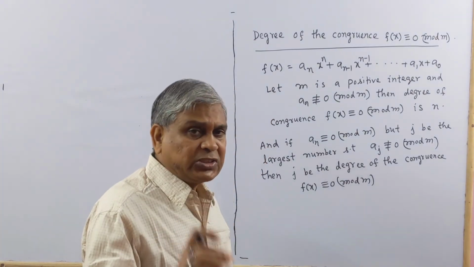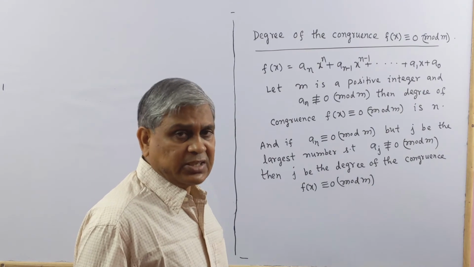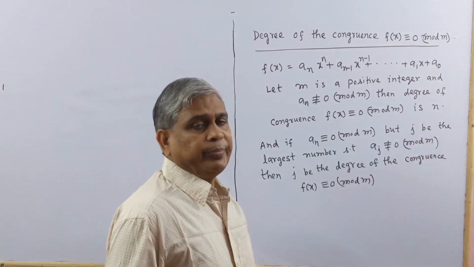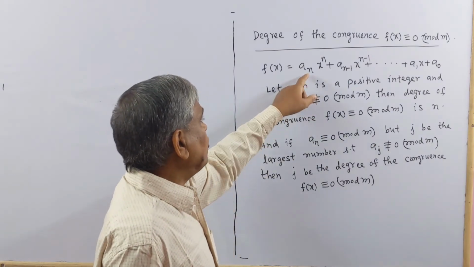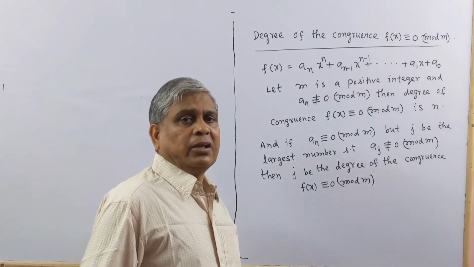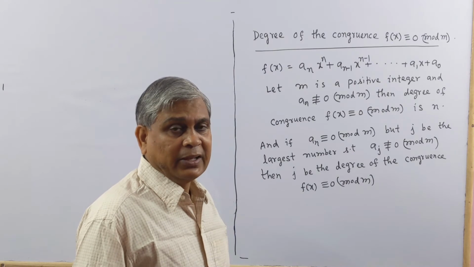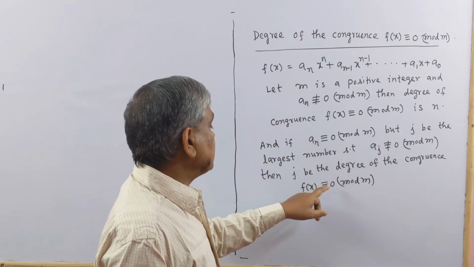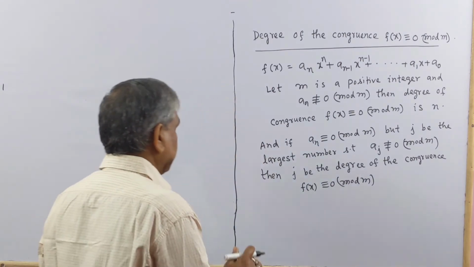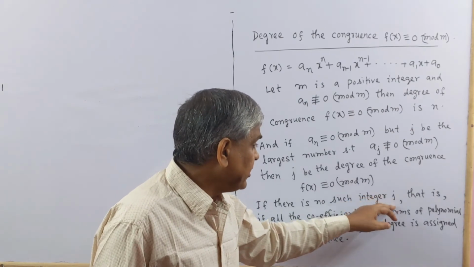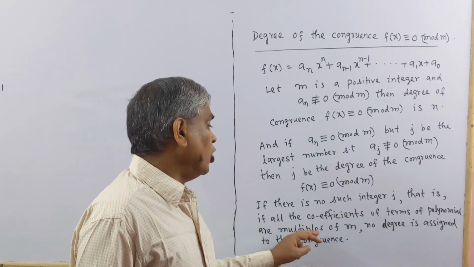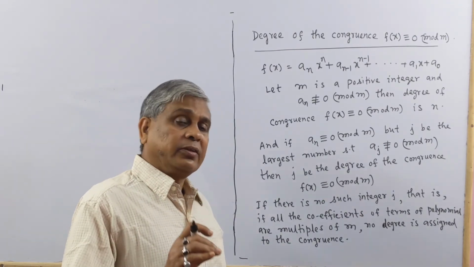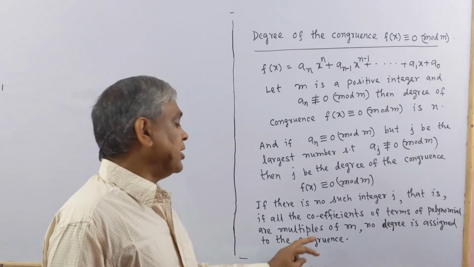If there is no such integer j such that a_j is not congruent to 0 modulo m, that is, if all the coefficients are divisible by m, then no degree is assigned to the congruence f(x) ≡ 0 (mod m). Now we write this: if there is no such integer j, that is, if all coefficients of terms of the polynomial are multiples of m, then no degree is assigned to the congruence.